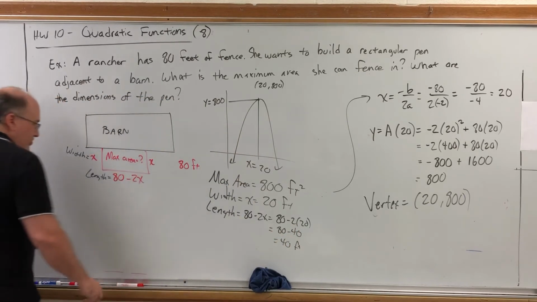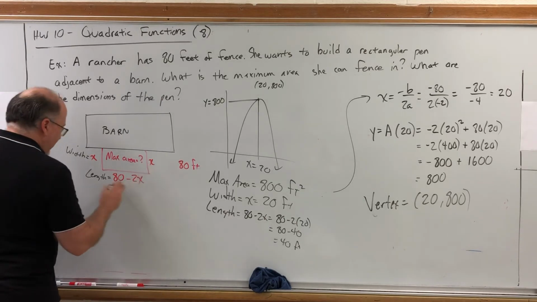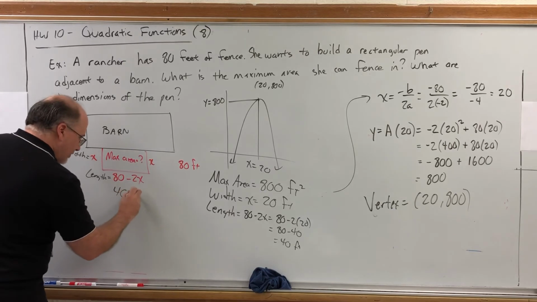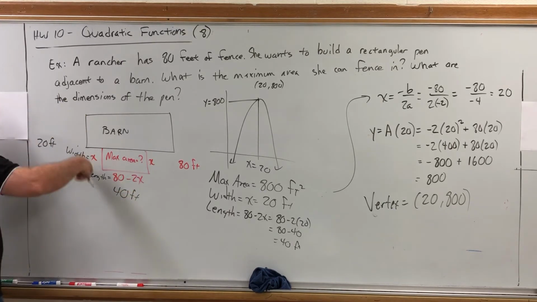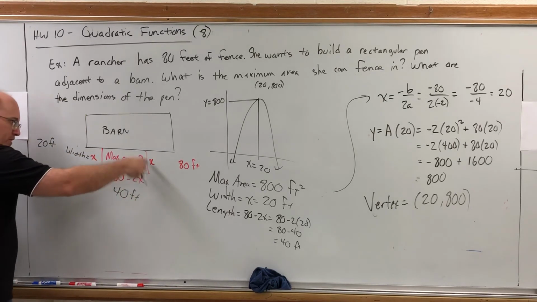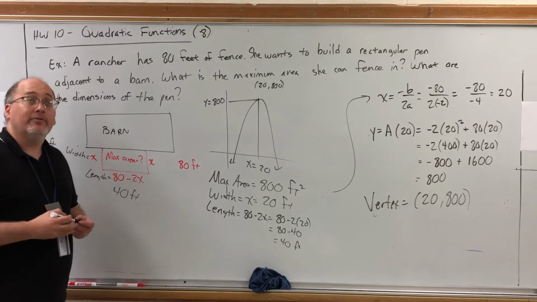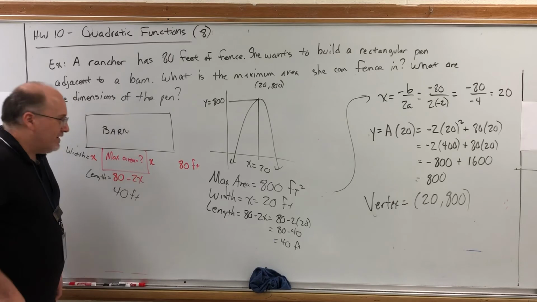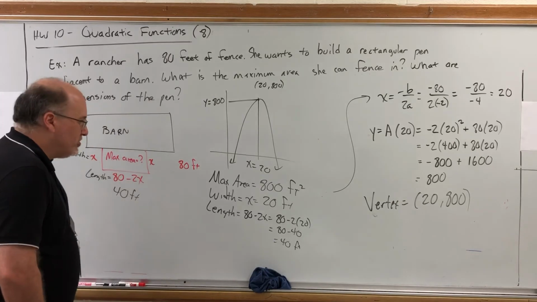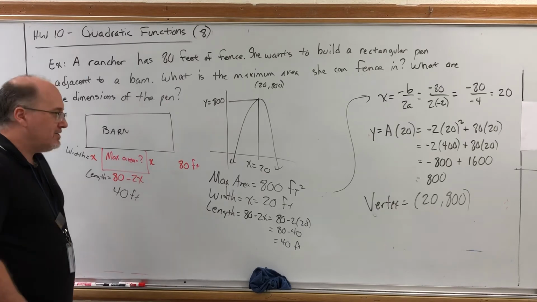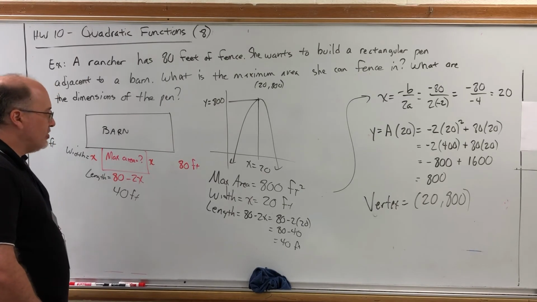So the answer is, if we build a 20-foot by 40-foot pen, that will use all 80 feet, 20 plus 40 plus another 20, and the biggest area we can get is 800 square feet. It does look like a lot of work to go through, but once you get the function set up, the algebra is straightforward. Go find the vertex and then interpret it in the context of the problem.